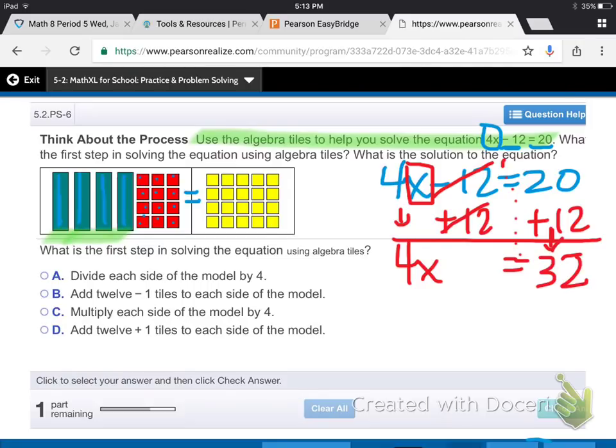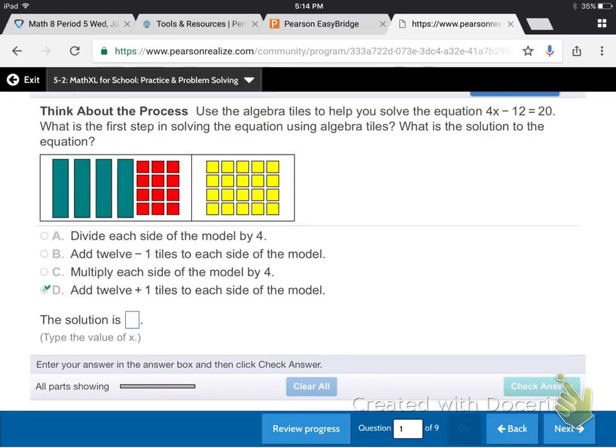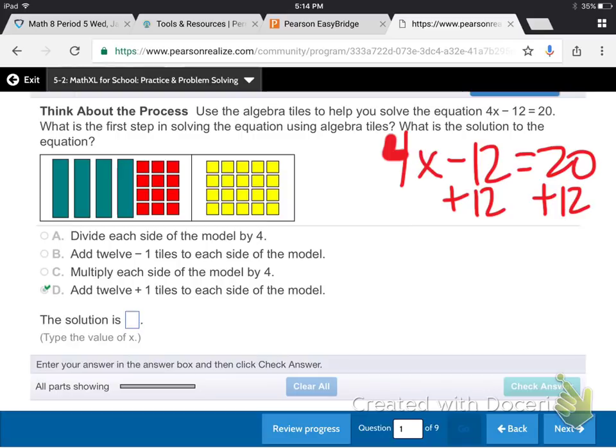So the first step in solving this one is what? Which one of these did we do first? We added 12 plus 1 tiles to each side of the model. And if we keep going, let me write this down again for you. If we take our equation 4x minus 12 equals 20 and just do it real quick again, add 12, so bring the 4x down, equals 32.